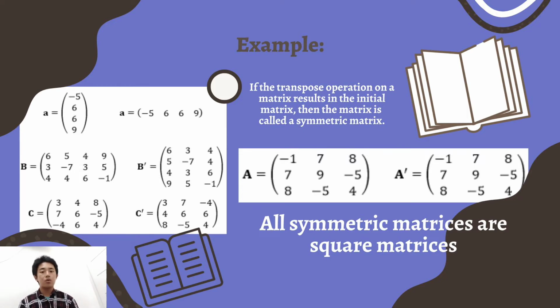And to make it more clear, we're going to look at another example, that is B matrix with more numbers. There's 6, 5, 4, 9, 3, negative 7, 3, 5, 4, 4, 6, negative 1. So what we're going to do is transpose it. If we see here, there's 3 rows and 4 columns. But when we change it, there's going to be 4 rows and 3 columns. So let's state that the first row is 6, 5, 4, and 9. The second row is 3, negative 7, 3, and 5. The third row is 4, 4, 6, and negative 1. So we're going to transpose it.